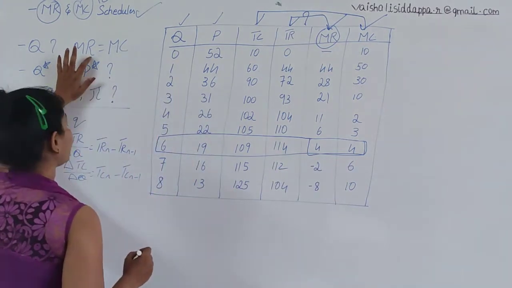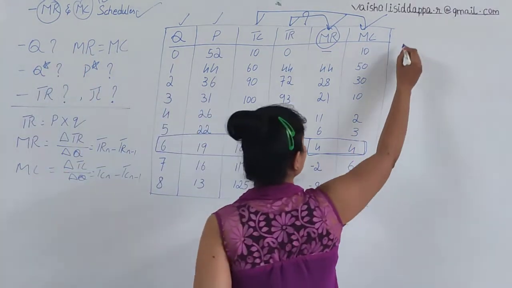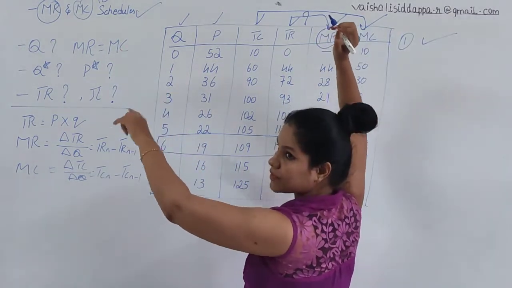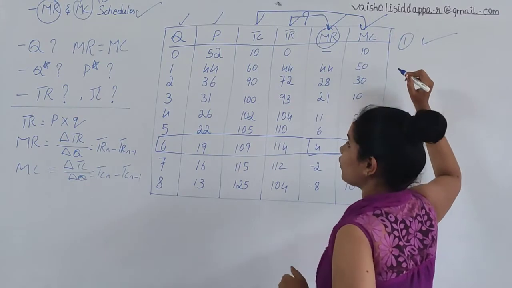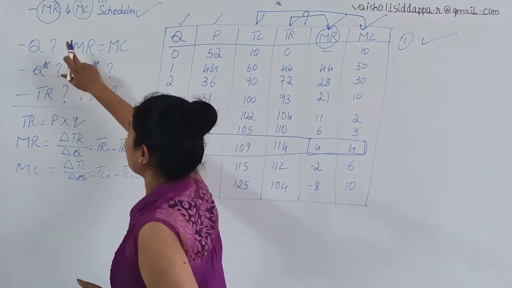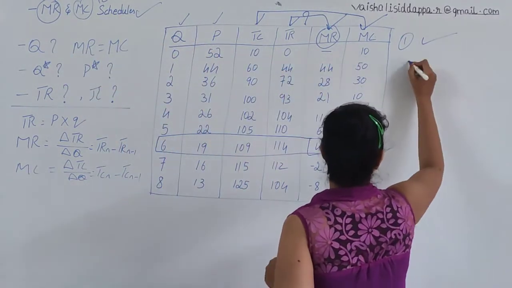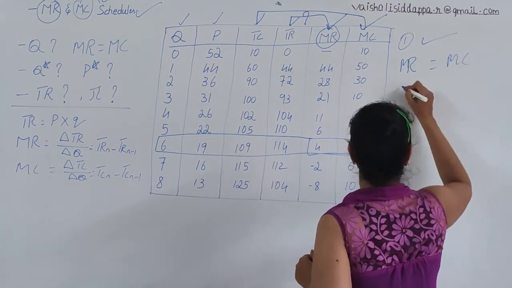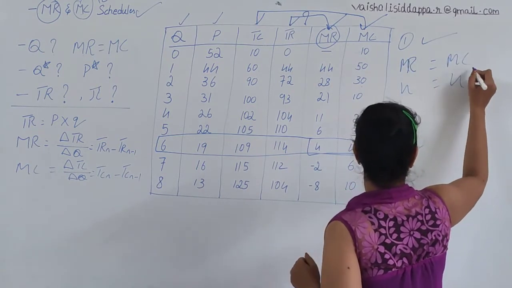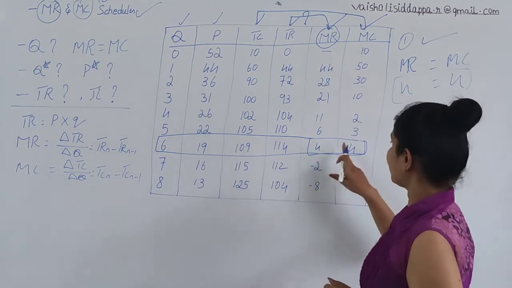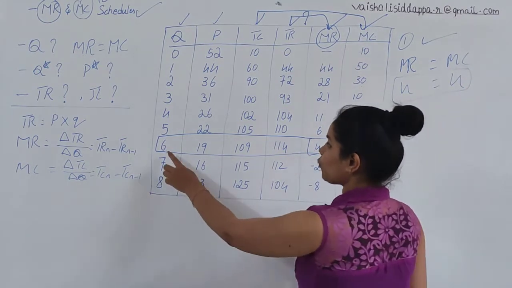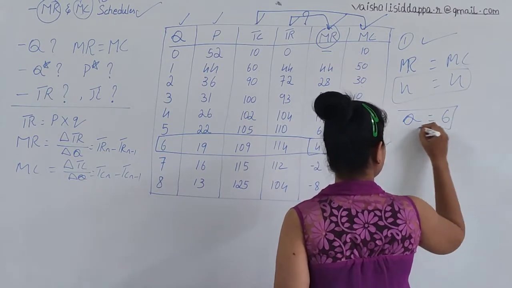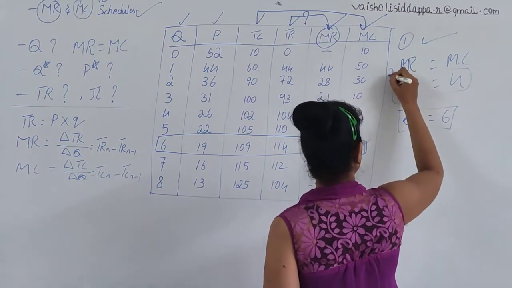That means here I'm going to answer the second question. The first question I'm already done with, I've constructed MR and MC. The second question is to find the quantity where MR is equal to MC. So MR is equal to MC, that means 4 is equal to 4. Yes, 4 is equal to 4. In which quantity? The quantity is 6. This is the second question.